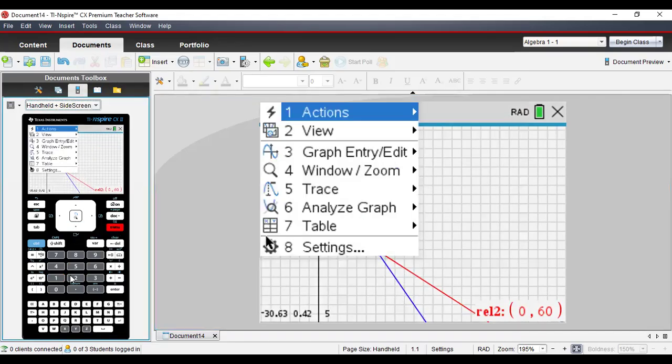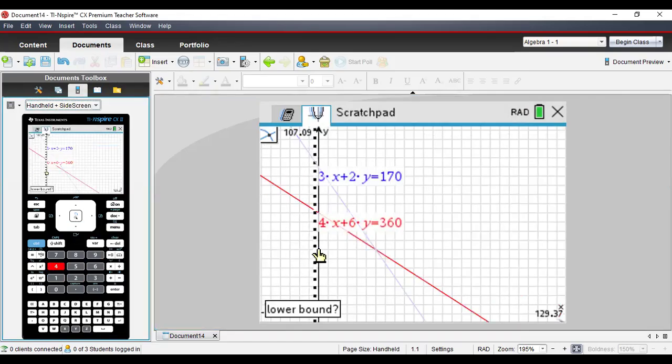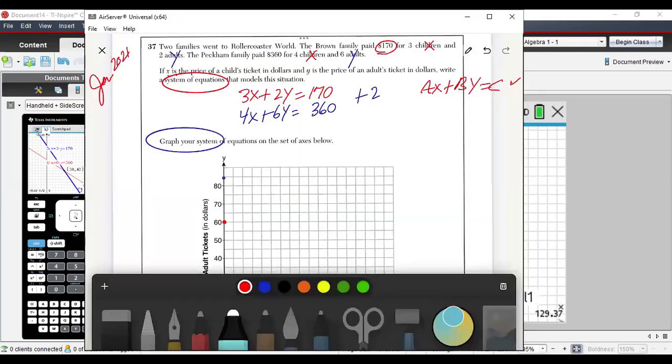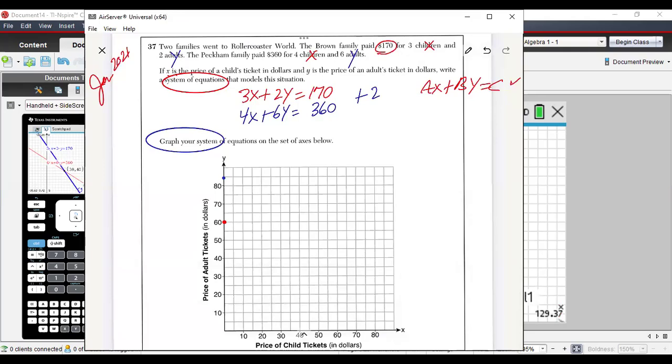So menu 64. And it tells me X stands for children. So the children's price is 30, the adult price is $40 per ticket. But now that I have this point, I am going to put a point at 30, 40. So go over 30, go up 40, it's going to be right here. Yeah, I'll leave it like that.